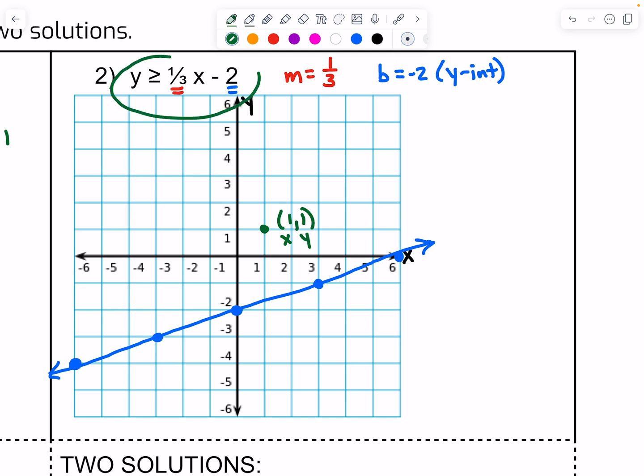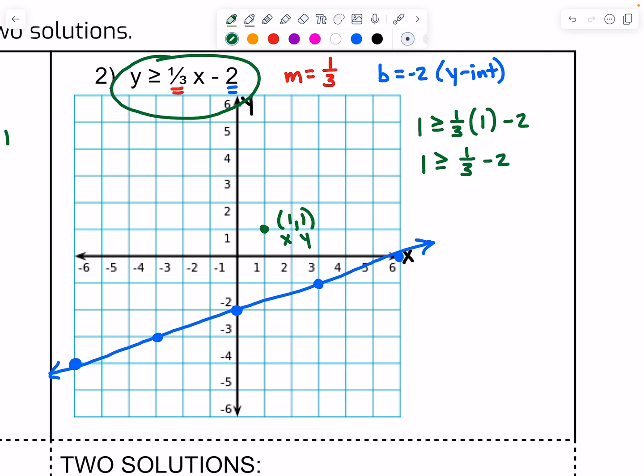So I'm going to plug it into my inequality. So I'm going to say y is 1. Is that greater than or equal to 1/3 of 1 minus 2? Okay, so let's clean that up. Is 1 greater than or equal to 1/3 minus 2?